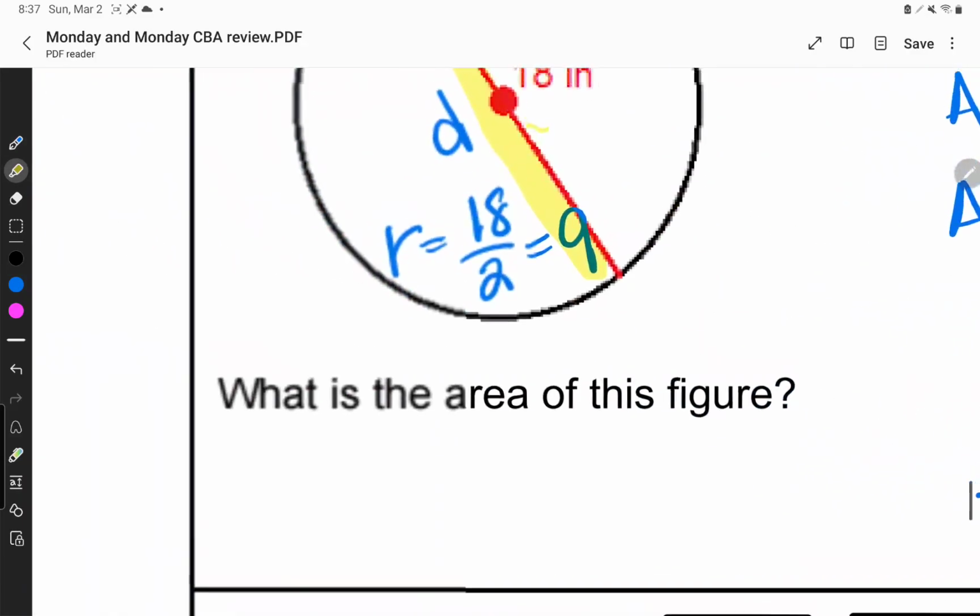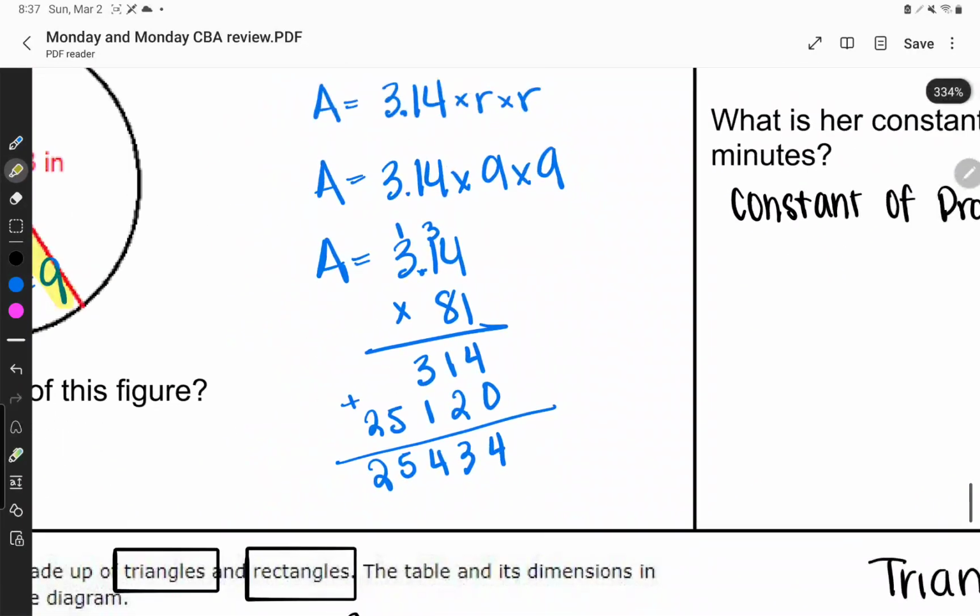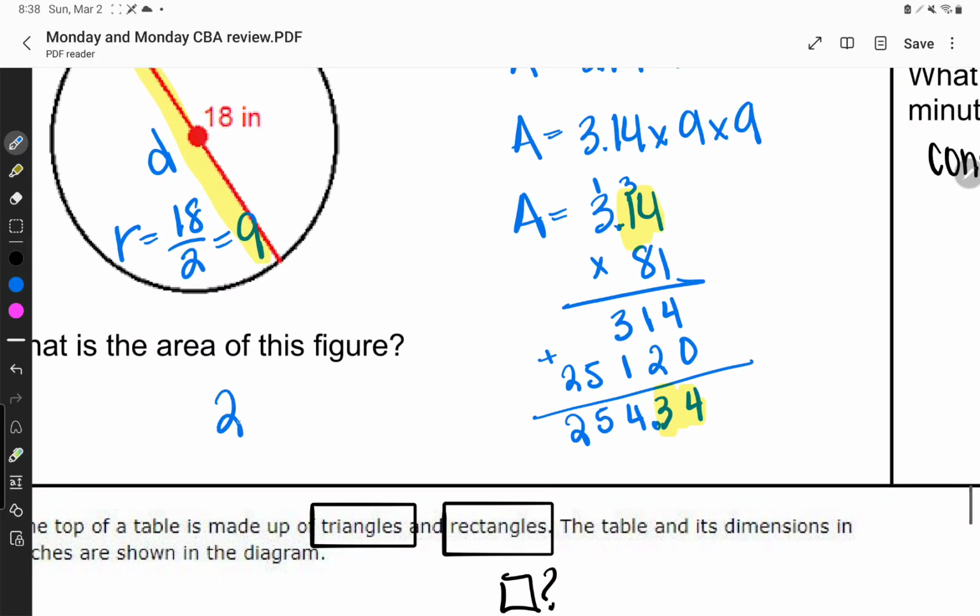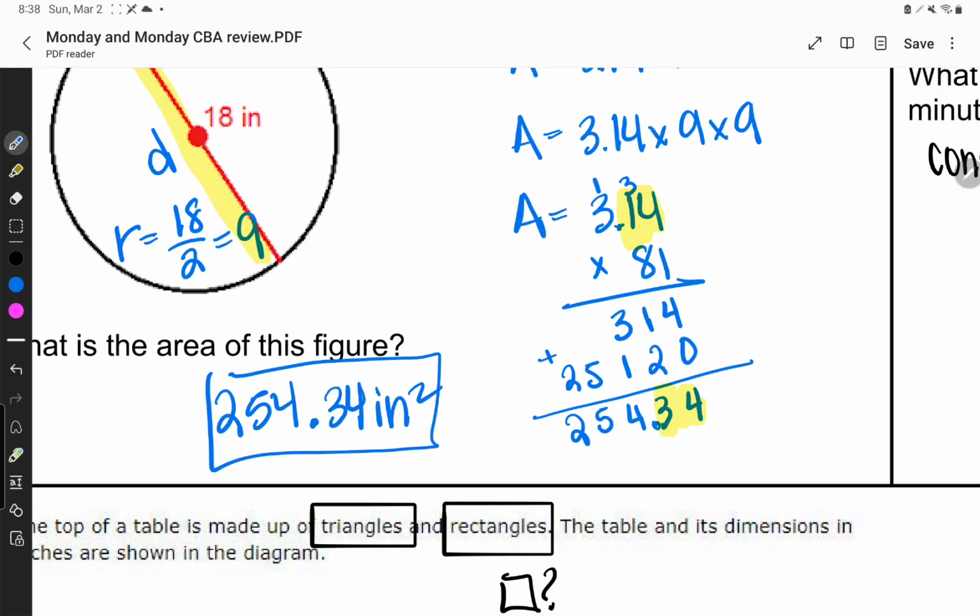And right here we have 2 decimal places. Oops, I'm so sorry. Right here we have 2 decimal places, so I need 2 decimal places here. And that gives me 254.34 inches squared because it's area.